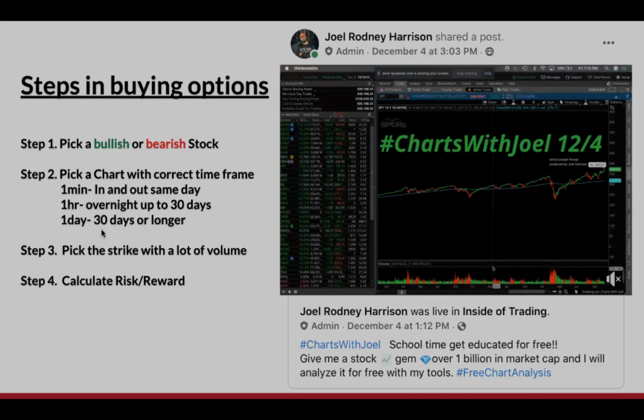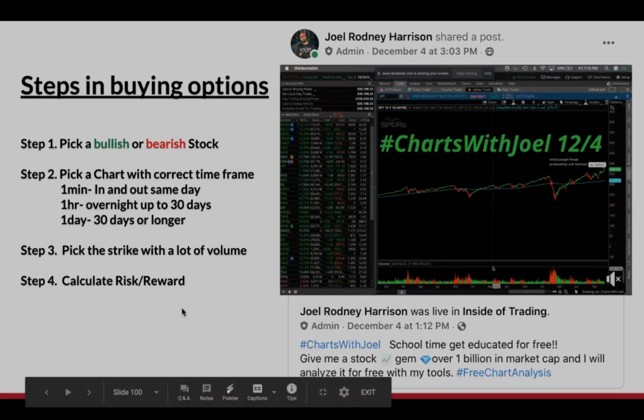If I'm trading 30 days or longer, I'm using the 200-day moving average. I'm not using the 200-day moving average, people, to day trade or even buy a 30-day trade. The 200-day is for 30 days or longer. You want to pick the strike with a lot of volume, preferably 1,000 contracts or more. Why? Because I need it to be liquid enough so that I can get out. And then I want to calculate my risk to reward. How much am I risking on this trade for my reward? Okay. How much am I risking?